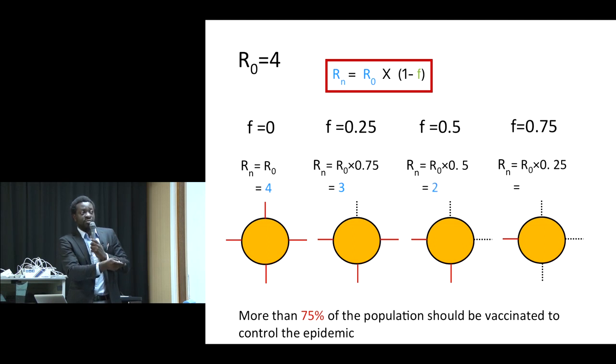When we increase to 50%, it can contaminate only 2. And when we increase to 75%, it can transmit infection to only 1 person. So this means that if we give more than 75% as a vaccination coverage, we will stop the transmission with an R0 of 4.